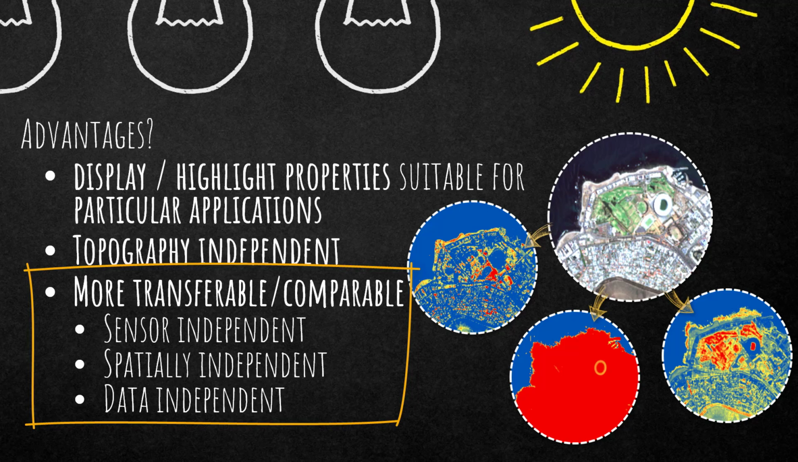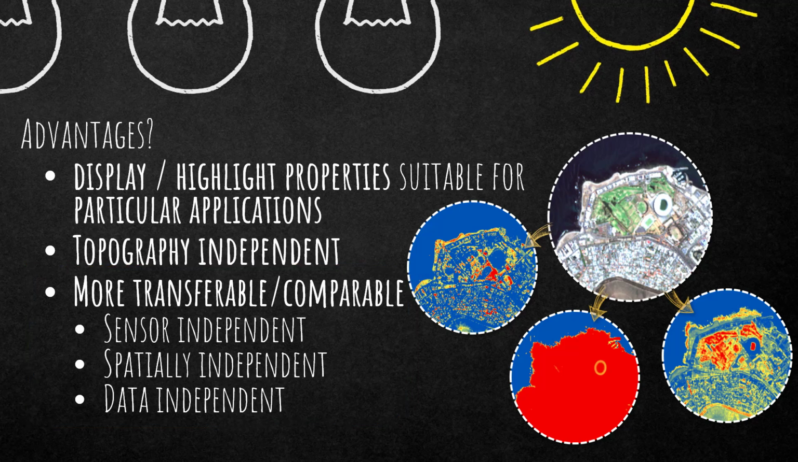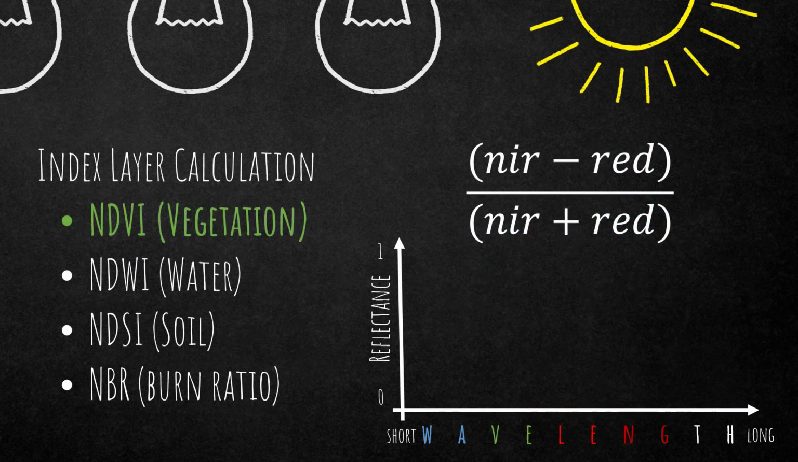Let's have a look at each single index layer and the calculation in the background that's done in eCognition. First one, NDVI for vegetation, and it's a combination of the near infrared and the red. You see the formula here on the slide.